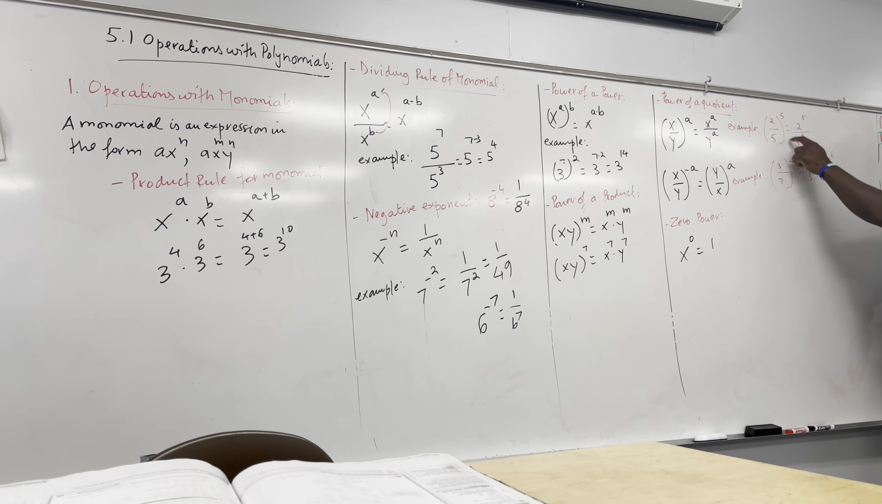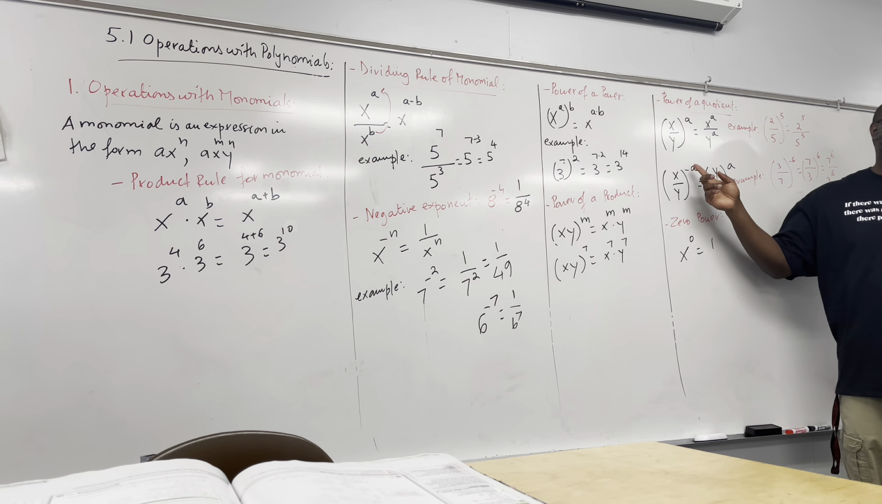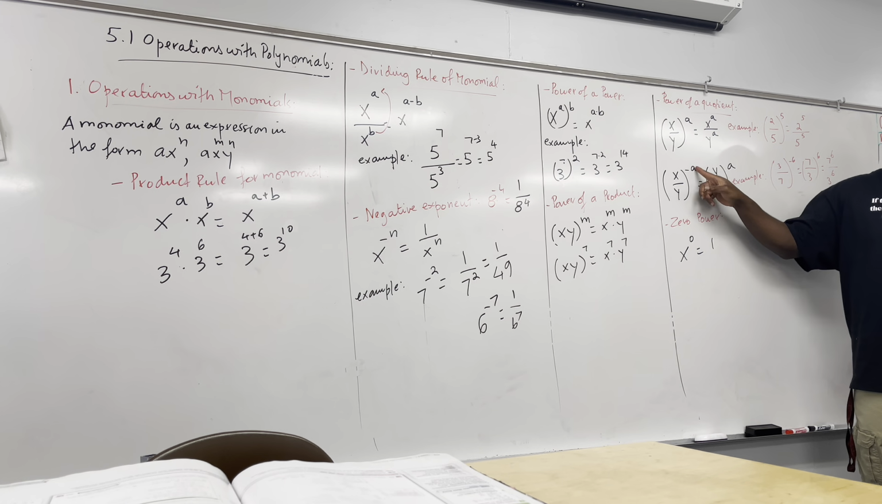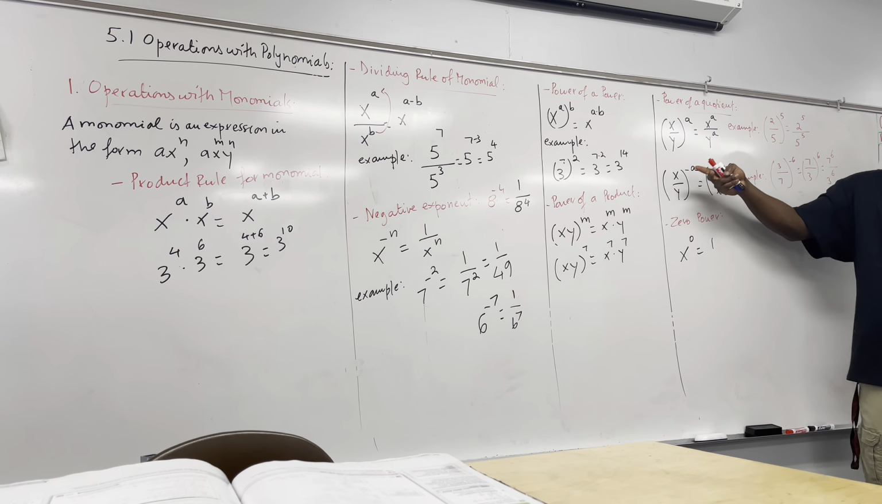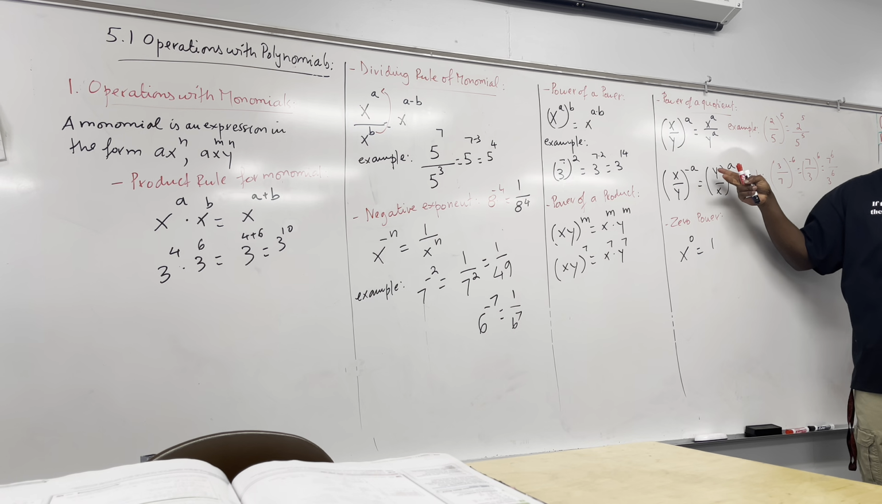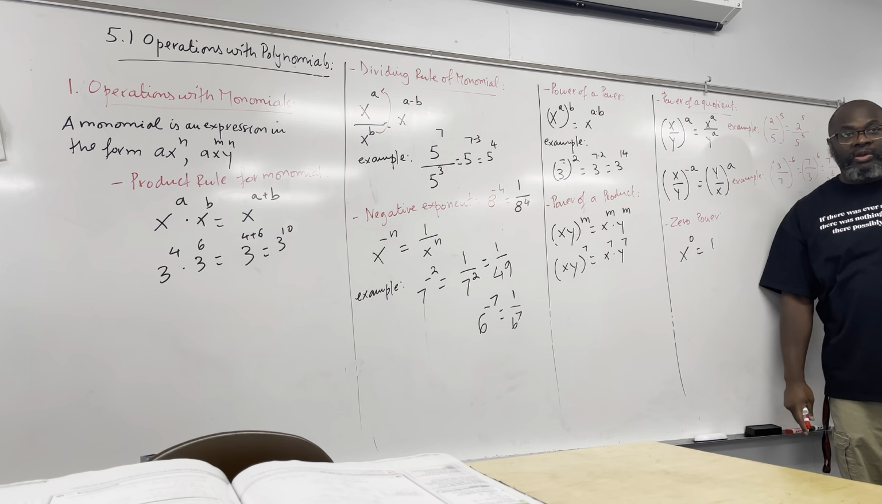Because again, each one of them is going to be raised to the power of 5, right? Now, the next one here, do you see what I did is I switched the exponent to a negative, right? So when the exponent is switched to a negative, all you do is flip the expression that's inside and then change the exponent to a positive integer, or real number, whatever it is.